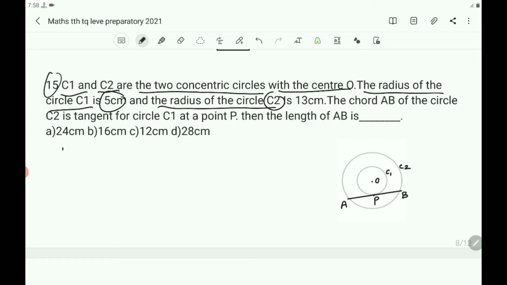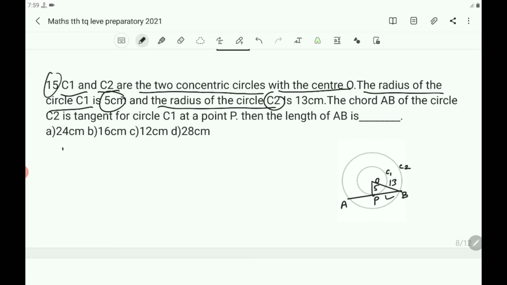Here the radius of the circle C1 is nothing but OP. OP equals how much? 5 cm. And the radius of the circle C2, you take, this is OB, that is equal to what? 13 cm. What you have to find out? You have to find the chord AB of a circle which is tangent to the inner circle. Chord AB of a circle C2 is the tangent to the circle C1. So here P is the point of contact.